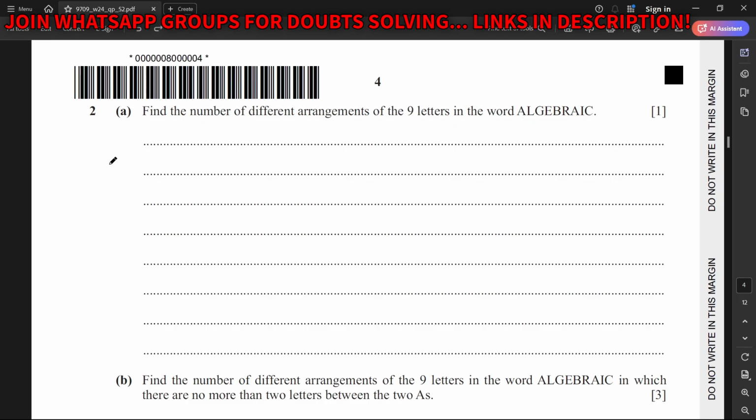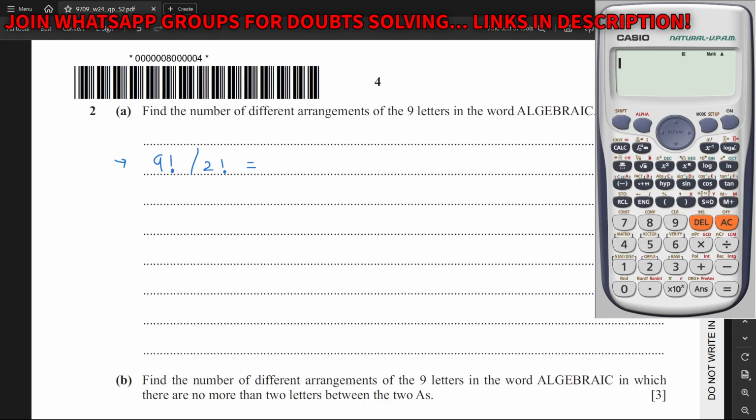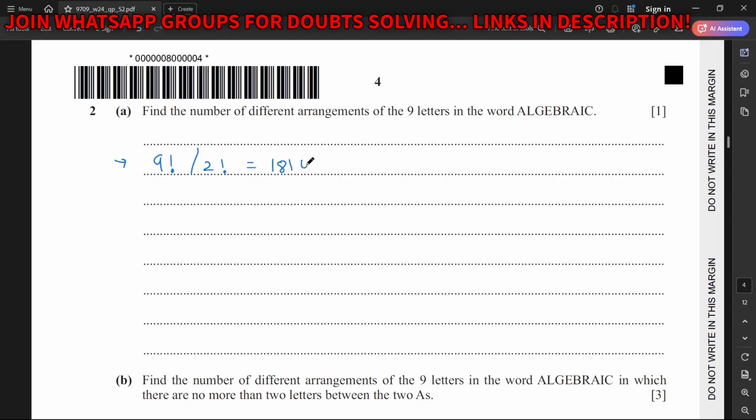Based on this, because there are 9 places in which I can arrange these, the total possibility of arranging them is 9 factorial ways. But because A is coming twice, I'll also need to divide this by 2 factorial, and that will be the total number of different arrangements of this 9-letter word algebraic in which A is coming twice. So if I open my CAIE calculator and solve this, 9 factorial divided by 2 factorial comes out to be 181440, and that becomes the final answer of part A.